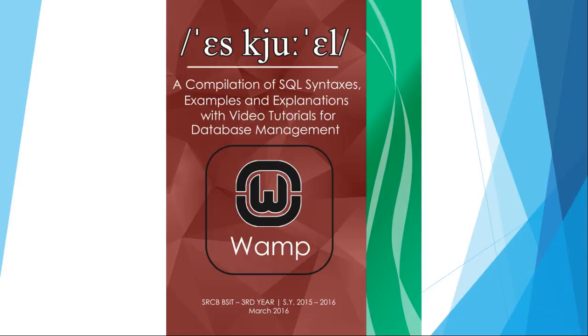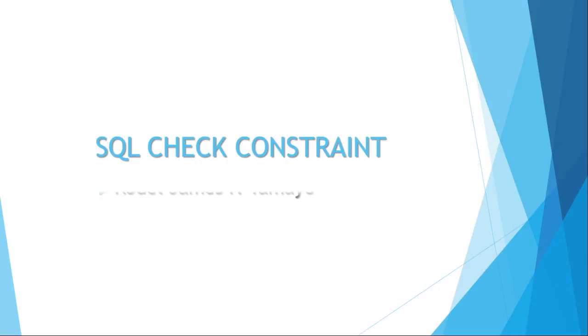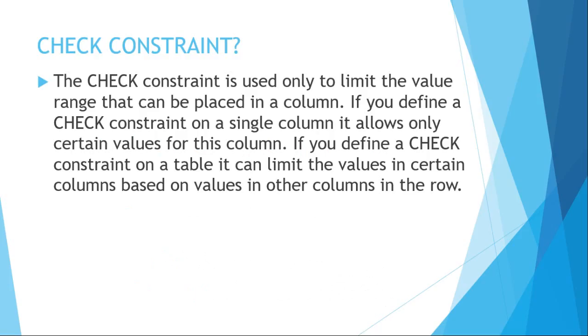So today I'm going to teach you a simple demonstration about the SQL check constraint. So what is check constraint? The check constraint is used only to limit the value range that can be placed in a column. If you define a check constraint on a single column, it allows only certain values for this column. If you define a check constraint on a table, it can limit the values in certain columns based on values in other columns in the row.